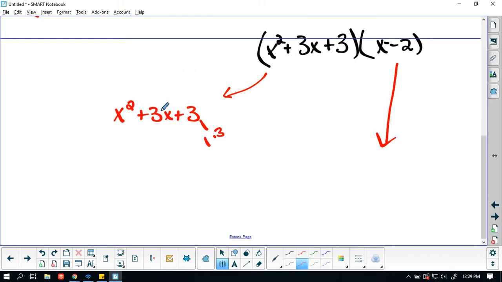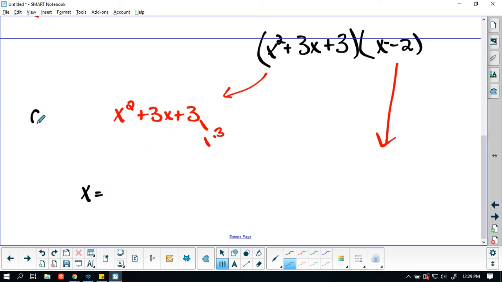I mean, I could sit here for a very long time just trying to think of how I can manipulate that. But since it's not easily manipulated and I'm trying to look for the solutions, what I'm going to do here is use the quadratic formula.